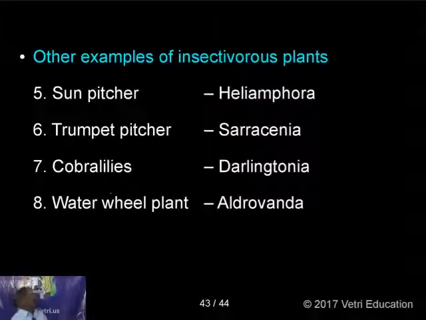For your understanding, I gave some more names of insectivorous plants. One is called sun pitcher, Heliamphora, and trumpet pitcher, Sarracenia, and cobra lily, Darlingtonia, and water wheel plant, Aldrovanda. These are some other plants. You have a number of plants, more than 50. These are very important and interesting. I will also show these diagrams to you.